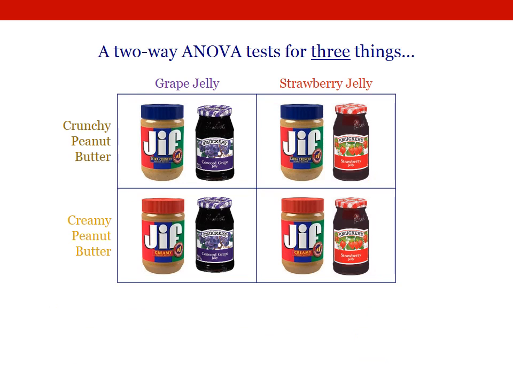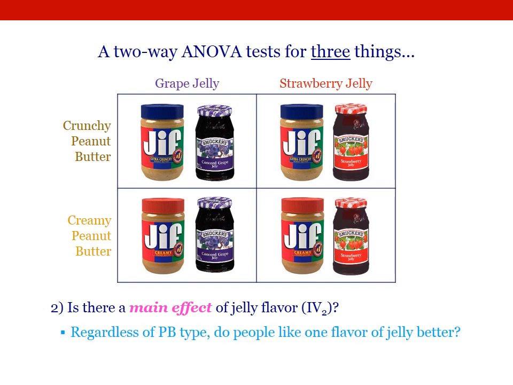Next, we're going to do the same thing we just did, but now we're going to test for a main effect of jelly instead of peanut butter. Jelly is our second independent variable. And when we're testing for a main effect of jelly, we're going to ignore peanut butter altogether. Because what we want to know is whether overall people liked one flavor of jelly better than the other one. Similar to what we did on the last slide, we're going to take these 4 groups and again collapse them down into 2 groups. But now, since we're testing for the other main effect, we're going to collapse them in the other direction.